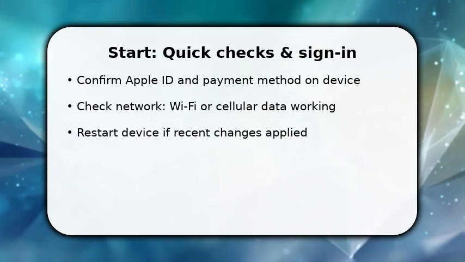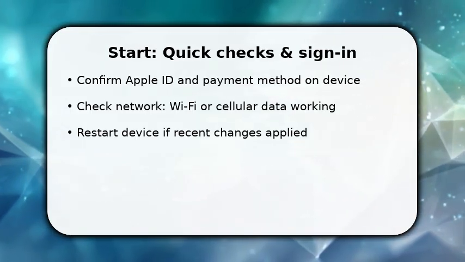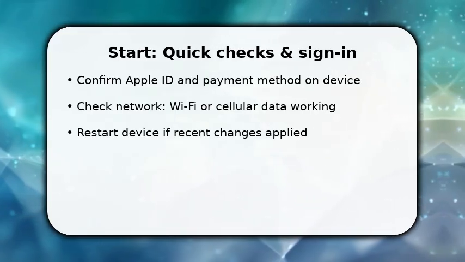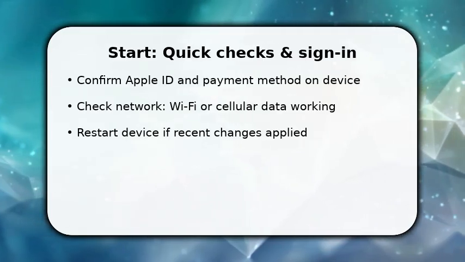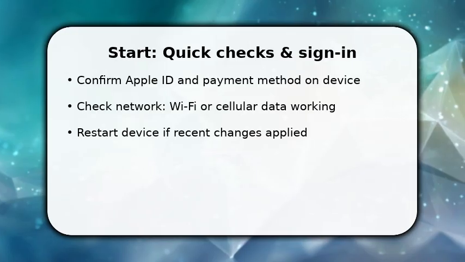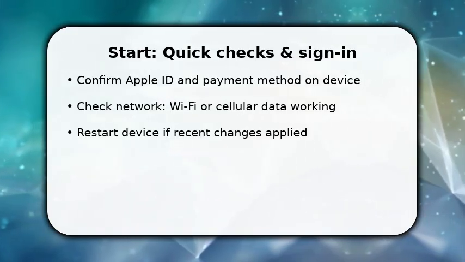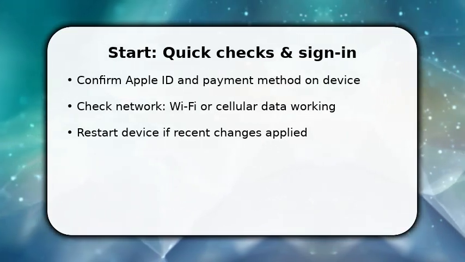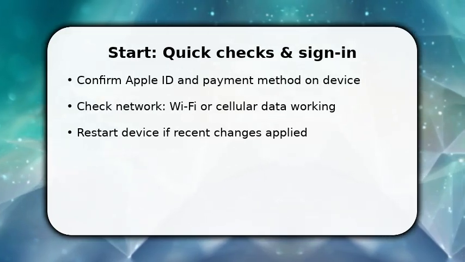You begin by confirming your Apple ID and the exact payment method attached. Open Settings and view Payment and Shipping. Make sure you are signed in to the same Apple ID used for purchases. Once done, verify your network. Switch between Wi-Fi and cellular to rule out connectivity. If you recently edited billing details, restart the device to force a sync. These first steps remove common blocks so you can proceed to the payment flow without wasted effort.